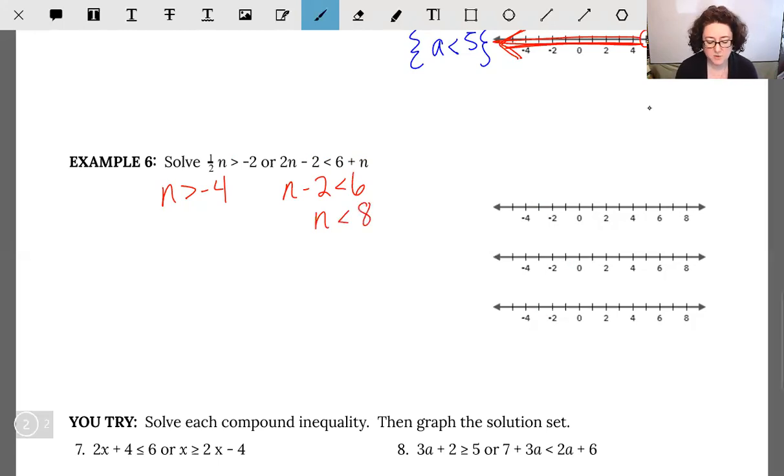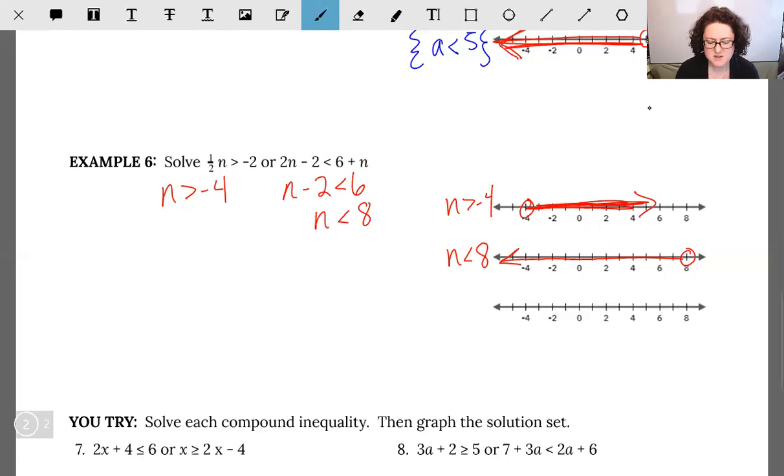So we have our 2 inequalities. So we have n is greater than -4. So I circle -4 and it's everything above. Then I also have n is less than 8. So n is less than 8.